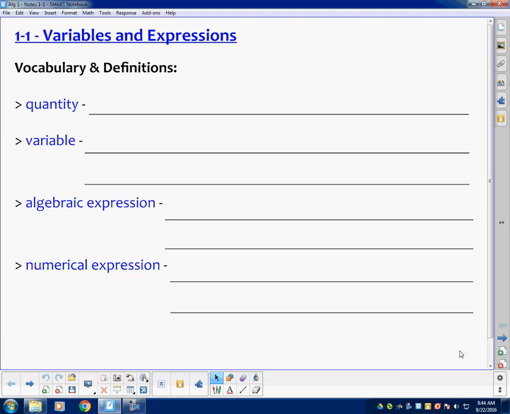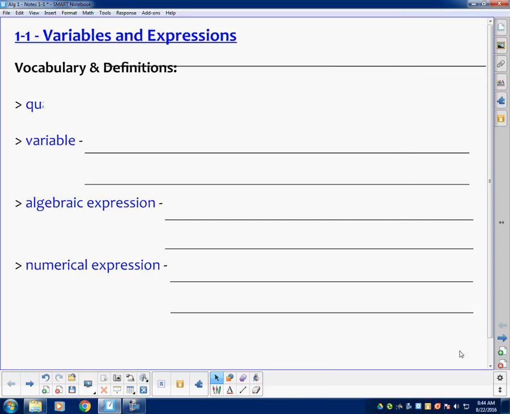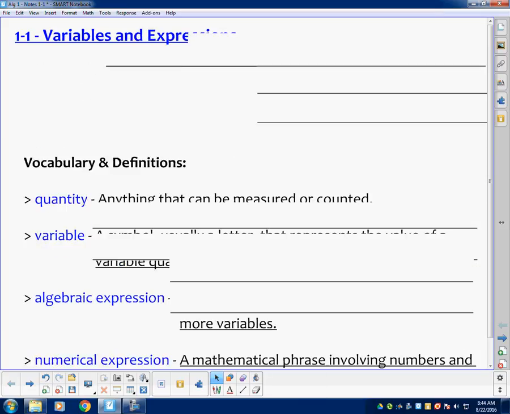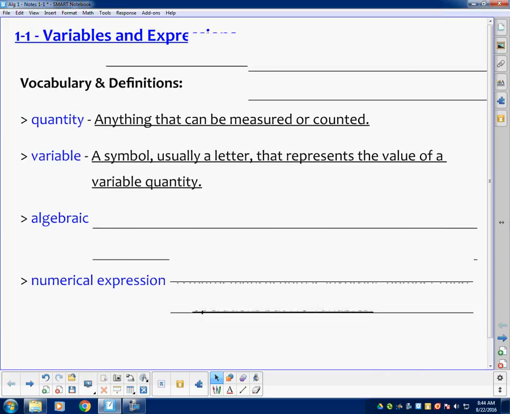Okay, 1-1, variables and expressions. First definition, we have several definitions in here, is quantity. A quantity is anything that can be measured or counted. So quantity is anything that can be measured or counted.